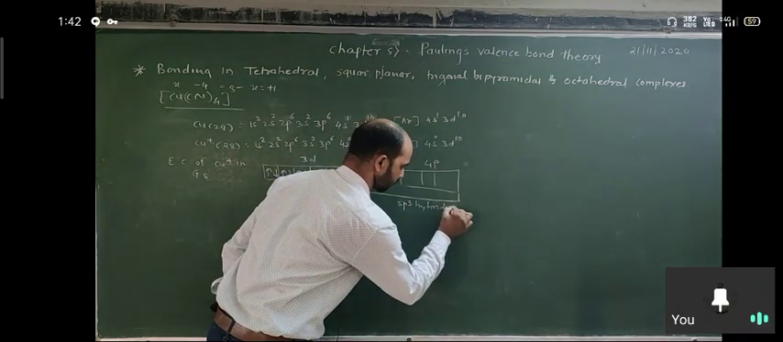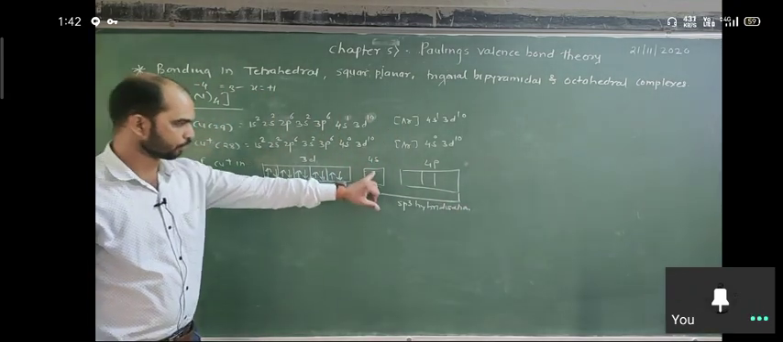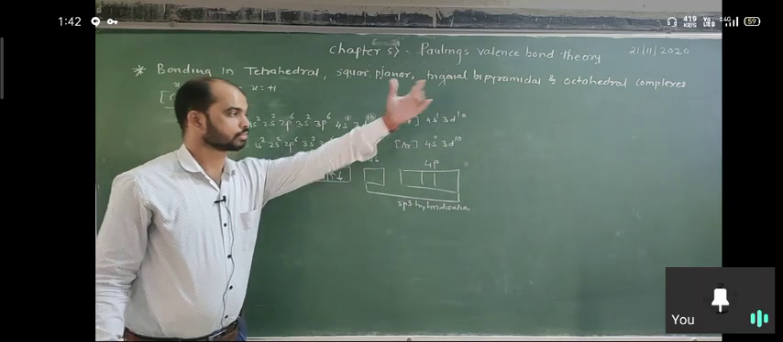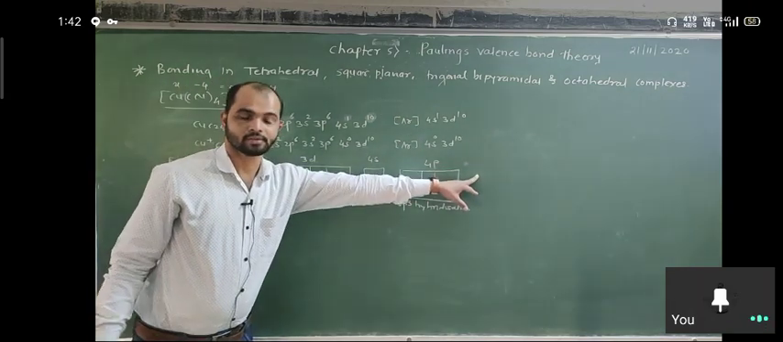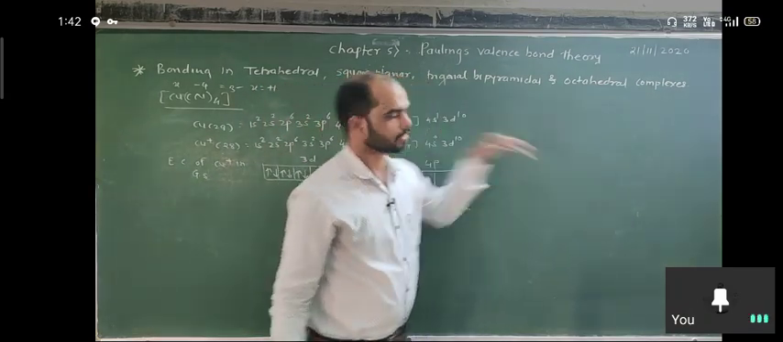It undergoes sp3 hybridization because we need 4 empty orbitals, 4s and 4p. If the coordination number were 5, then after 4p, 4d would come, then 5s, then 5p. This is the sequence.